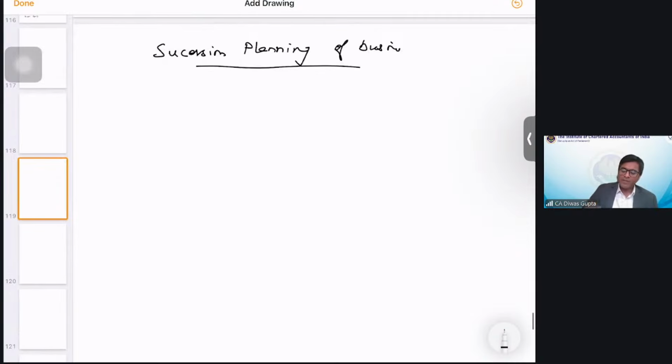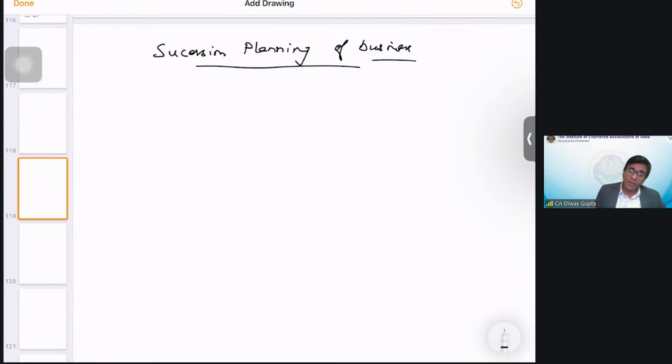So succession planning of businesses means that you have an identified individual to take over in case the person who is currently performing the job is, let's say, not there due to death, natural causes, or maybe some sort of an injury or some sort of a cause removal, right? So there can be different ways for which a person cannot perform the current roles.